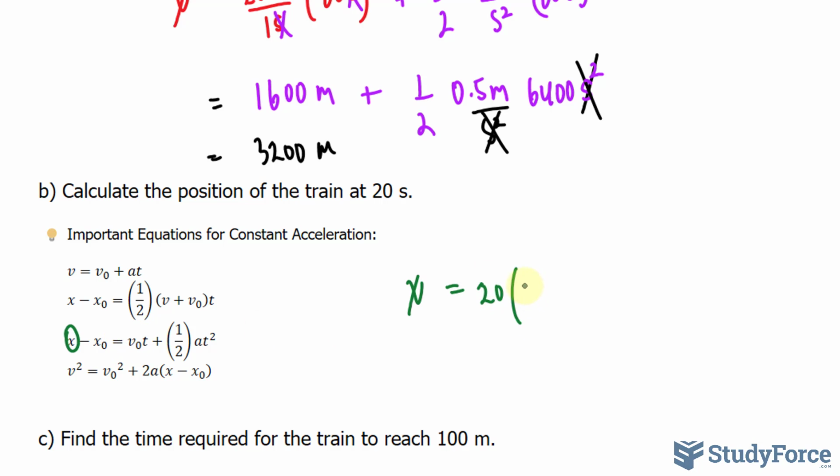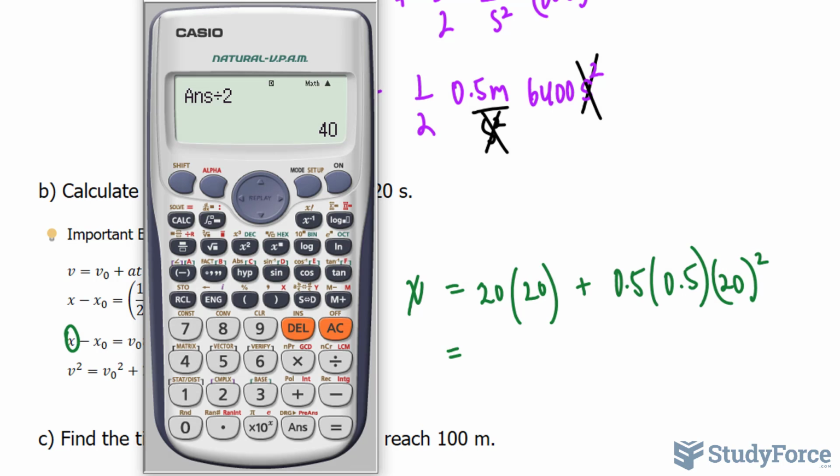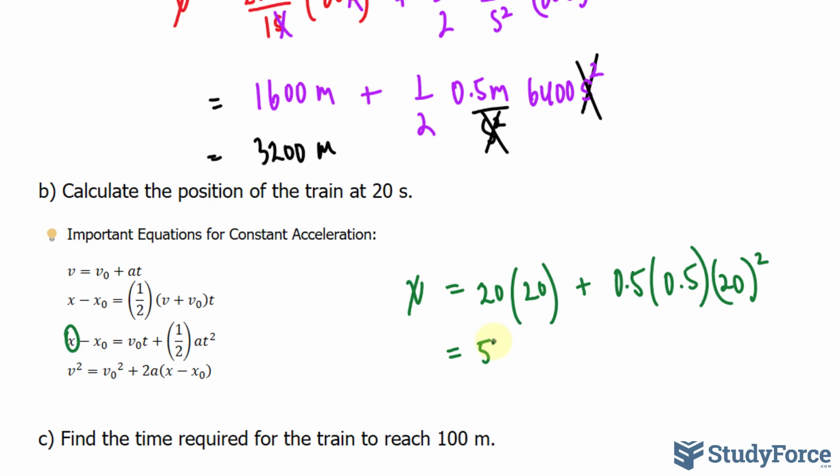So 20 times 20 seconds plus 0.5, representing that half. The acceleration was 0.5 as well, and 20 seconds squared. So I'm deliberately not writing down the units because it just gets repetitive. So 20 times 20 plus 0.5 times 0.5 times 20 raised to the power of 2. And that's 500. 500 meters after 20 seconds.